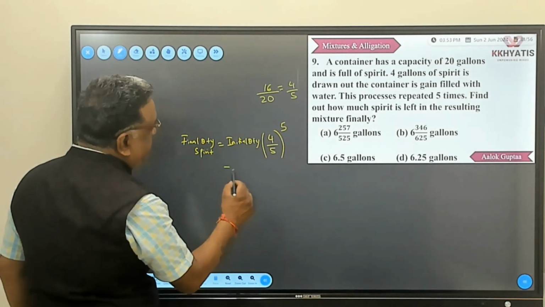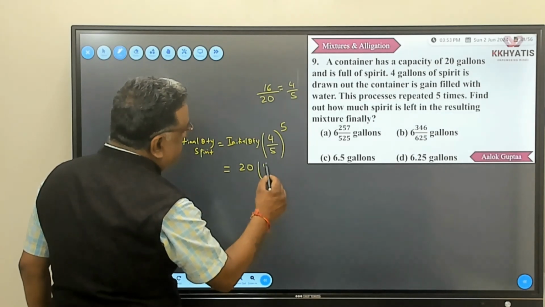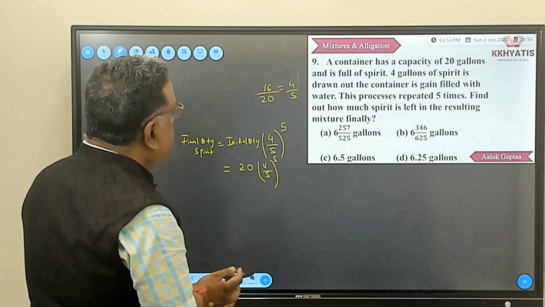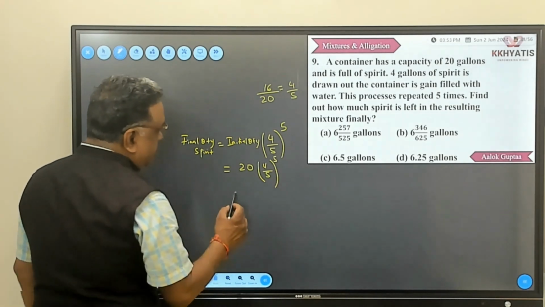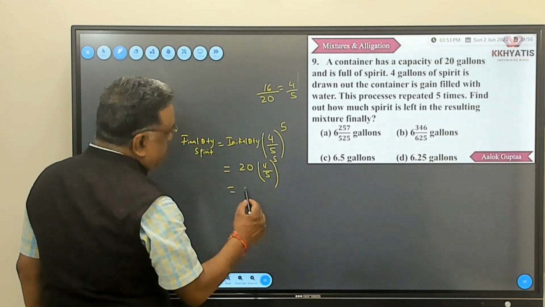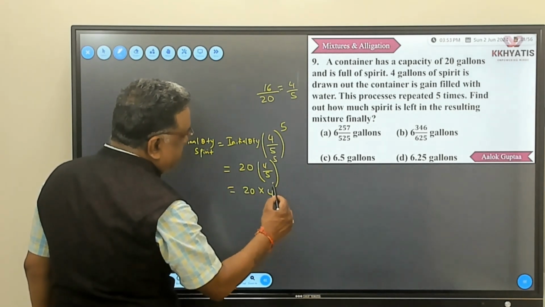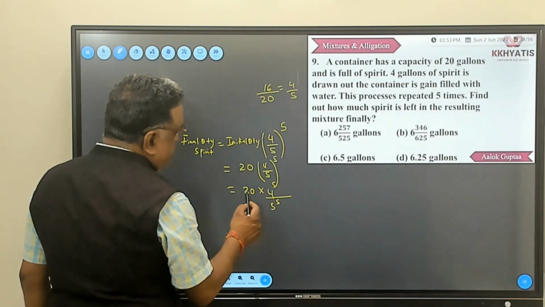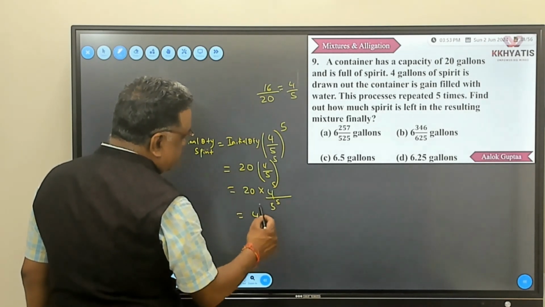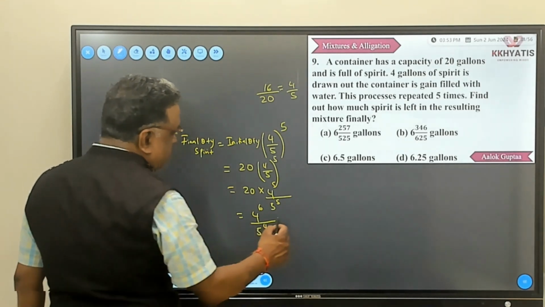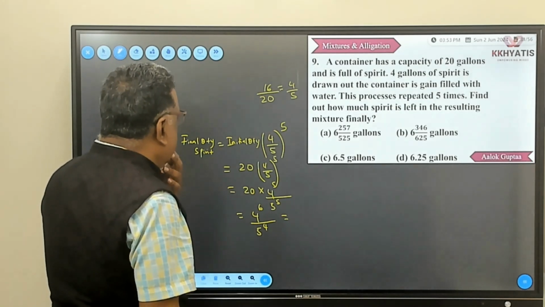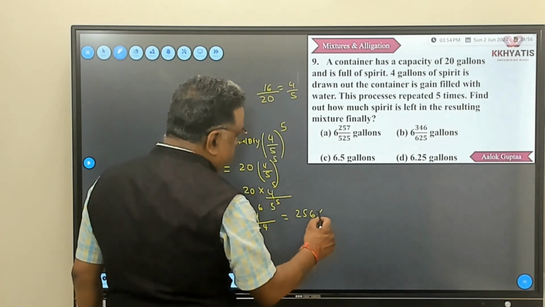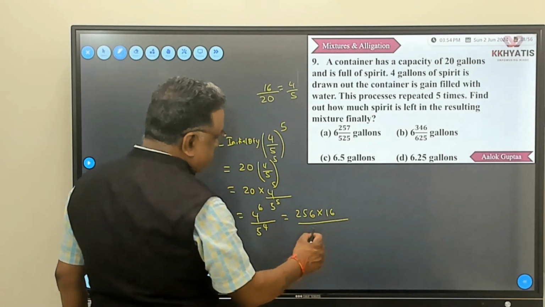Now I know the initial quantity, which is 20. Correct? And this is 4 upon 5. So we have to find out this quantity. So this would be 20 into 4 raised to 5 upon 5 raised to 5. So I can write it as 4 into 5. So ultimately this will become 4 raised to 6 and this will become 5 raised to 4. Okay. So I know 4 raised to 4 is 256 and 4 square will be 16 and 5 raised to 4 is 625.